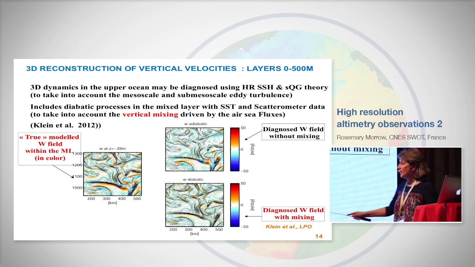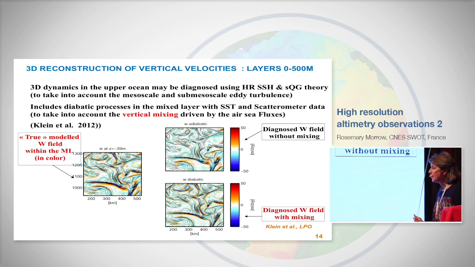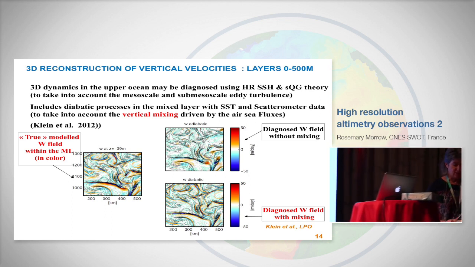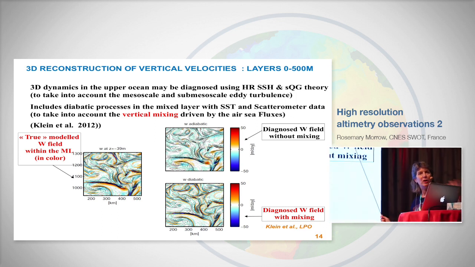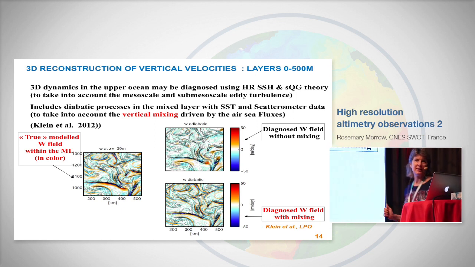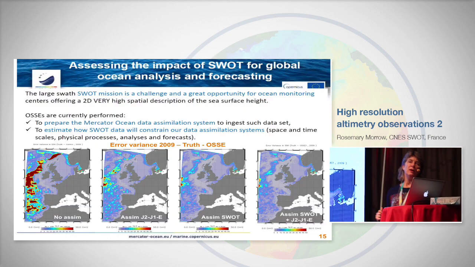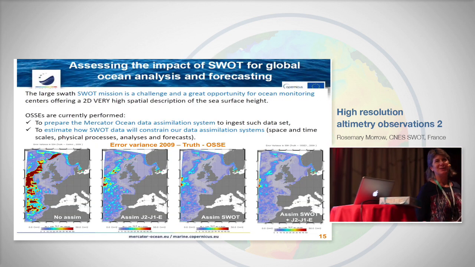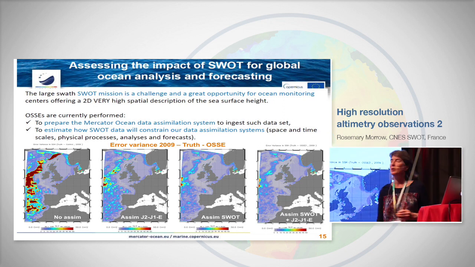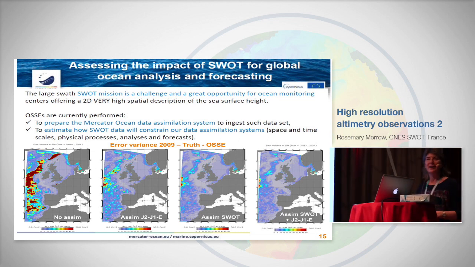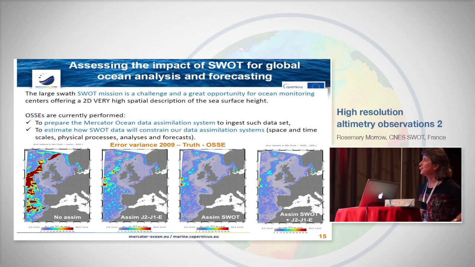And they've also done versions where they add in like a mixed layer using surface winds and surface temperature, which gives a better reconstruction in this case. But it's something that people are actively looking at, how we might use a combination of different satellite observations to try and help reconstruct part of the upper ocean. Probably the most rigorous way to reconstruct is to put it in a full data assimilation scheme. And the Mercator group, Pierre-Yves mentioned this, are looking at already testing how they might ingest SWOT data into their operational system.